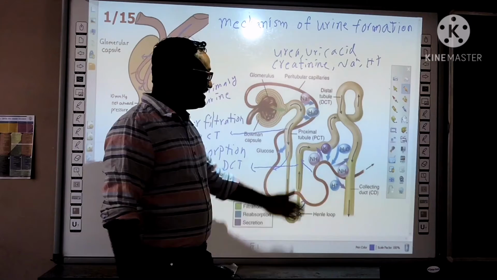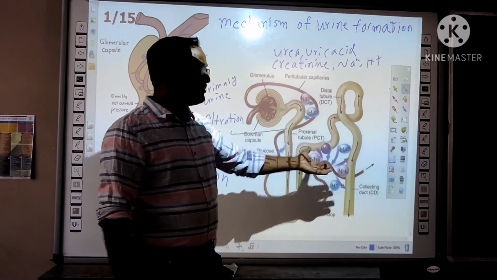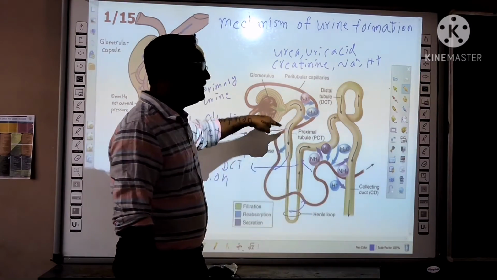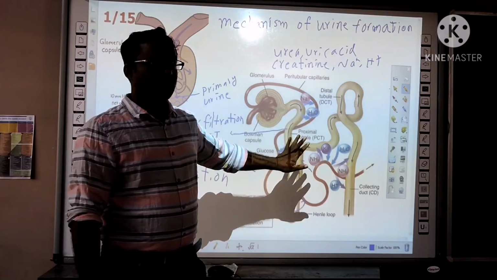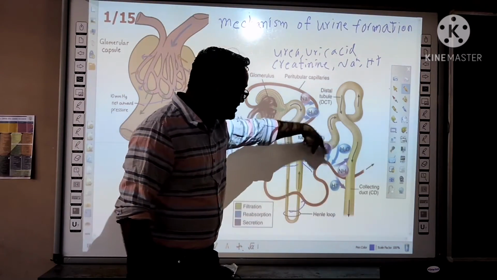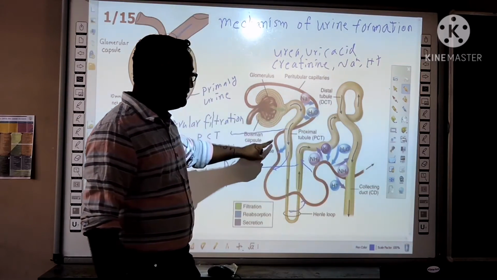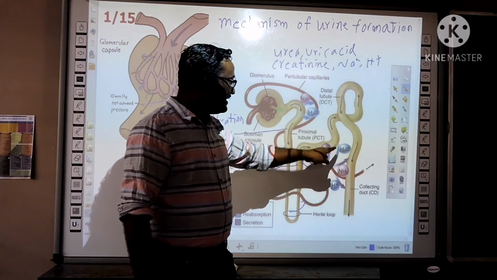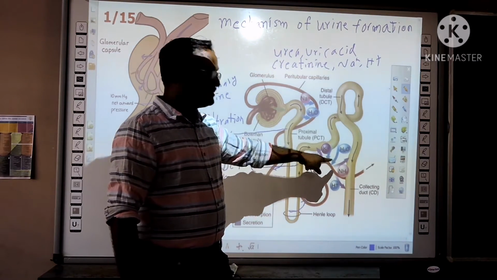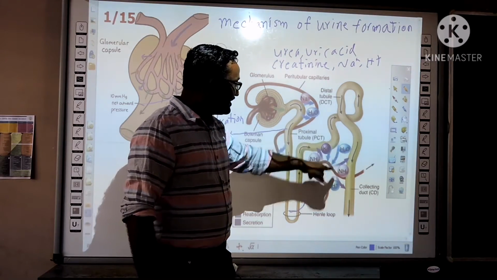If there is any excess water, that is also removed from the blood in the PCT region. Secretion takes place in the PCT also, but very little. Most of the secretion occurs in the DCT. In the DCT also, absorption occurs, but most absorption occurs in the PCT region. Very little absorption occurs in the DCT region. Here in the DCT, or distal convoluted tubule, the water is reabsorbed.